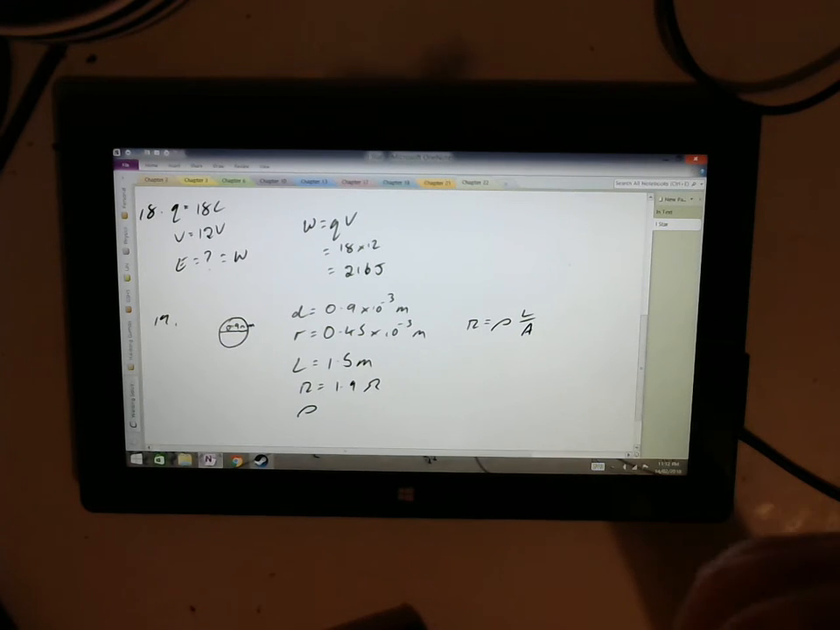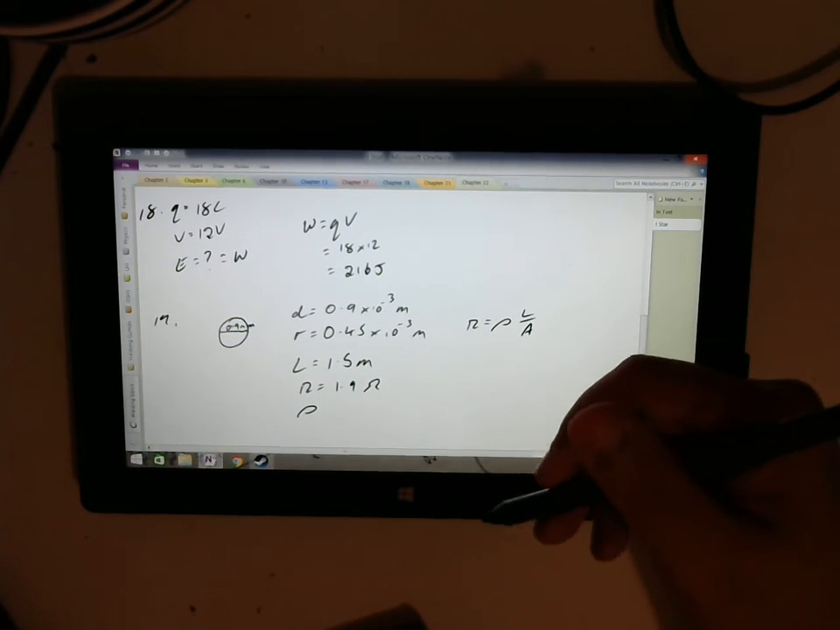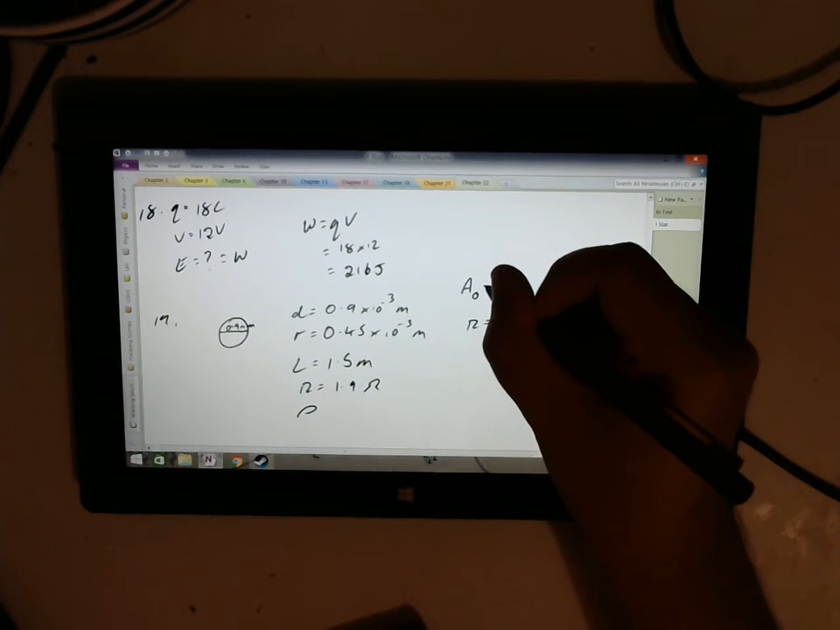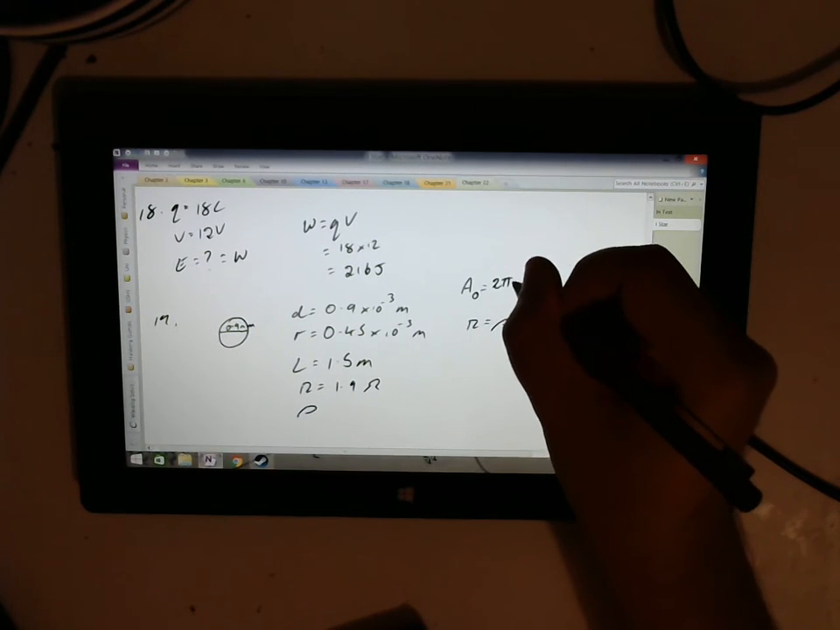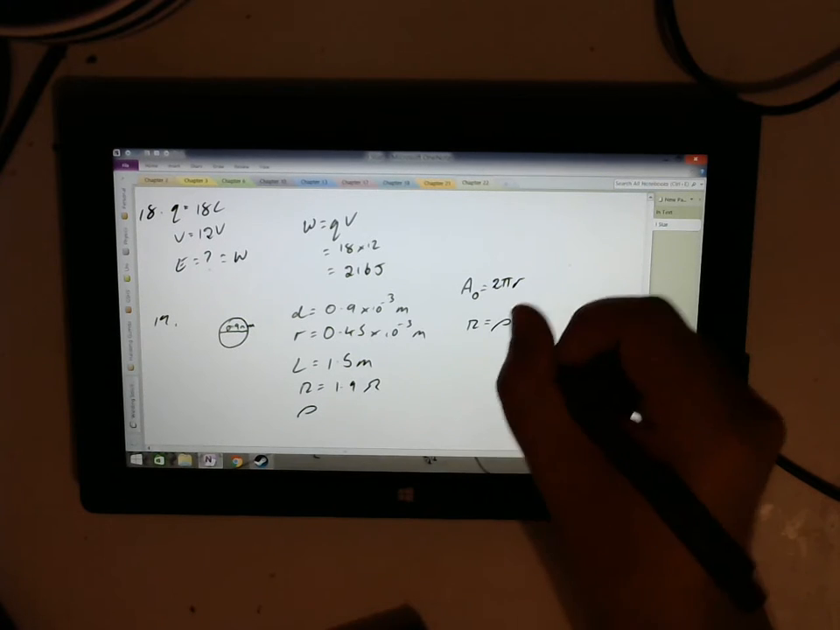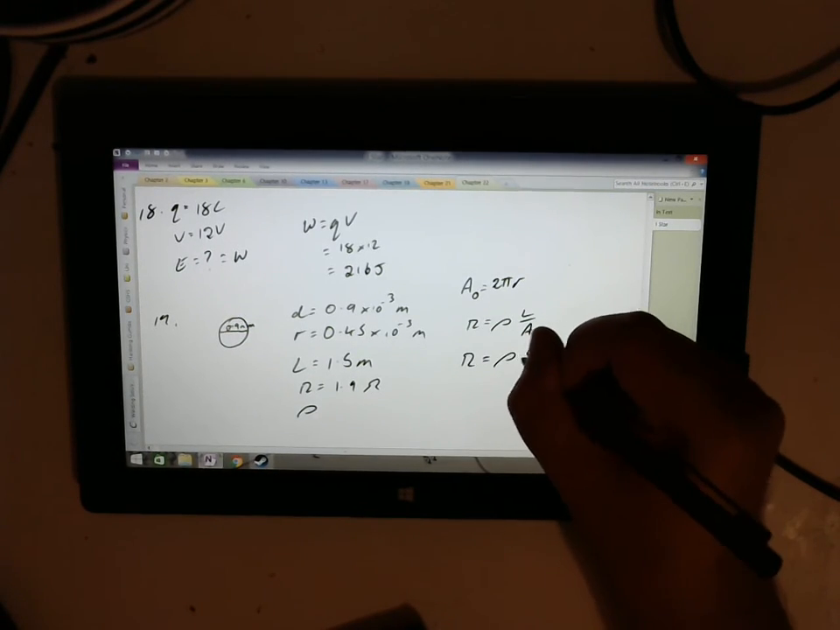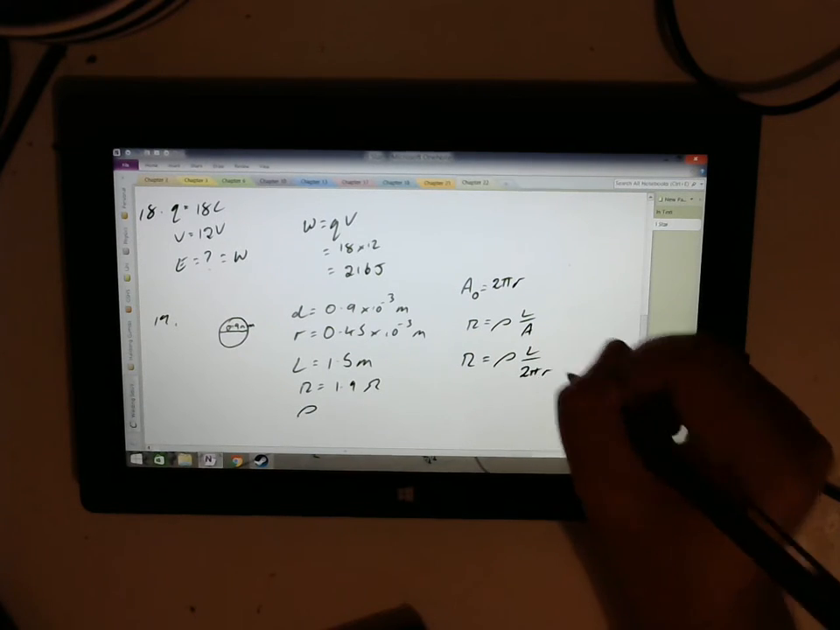And remember that the area of a circle is equal to 2 pi r. Okay, so area of a circle equals 2 pi r. And r we have, so let's substitute that in. Resistance equals rho length divided by 2 pi r.